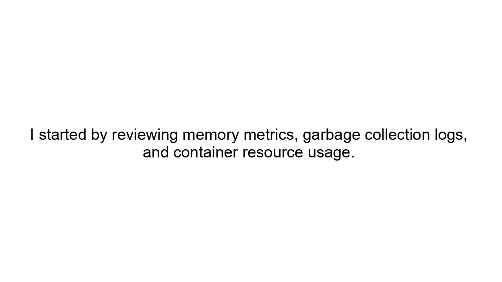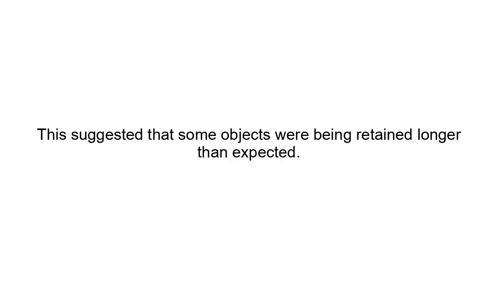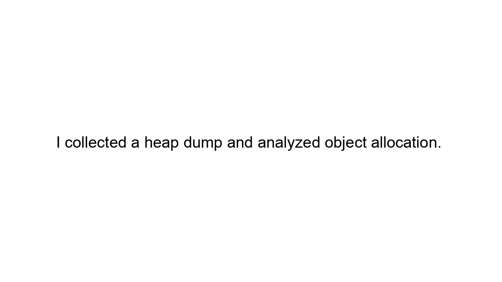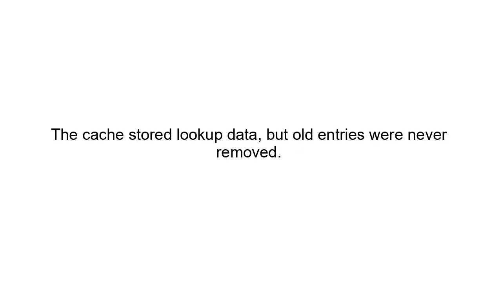Action: I started by reviewing memory metrics, garbage collection logs, and container resource usage. I noticed that memory usage increased gradually over time and did not return to normal after traffic decreased. This suggested that some objects were being retained longer than expected. I collected a heap dump and analyzed object allocation. After analysis, I found that an in-memory cache was growing continuously because it did not have an eviction policy. The cache stored lookup data, but old entries were never removed.